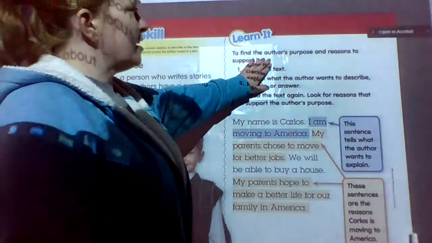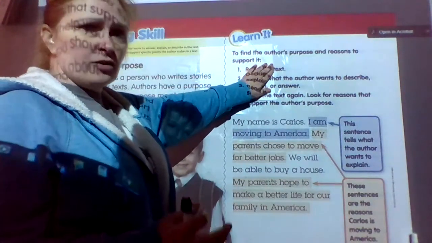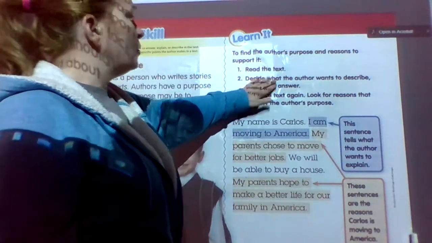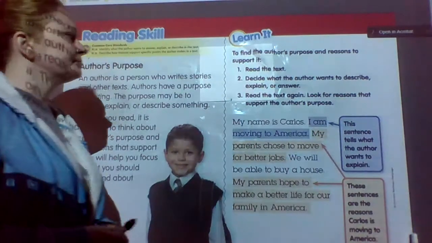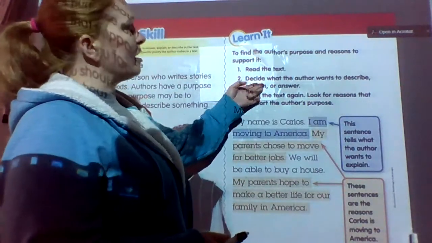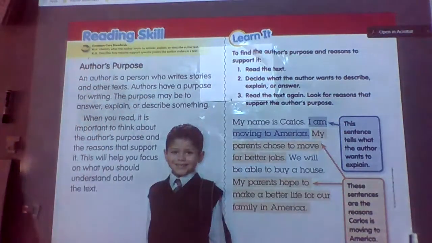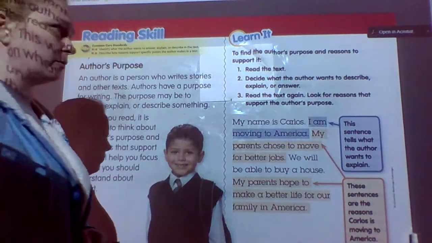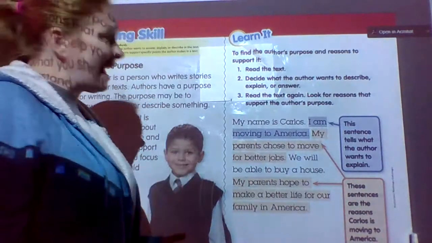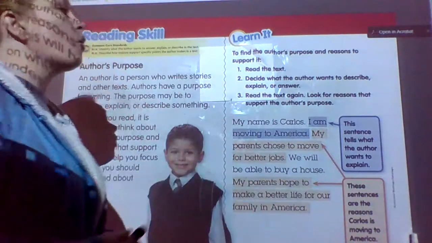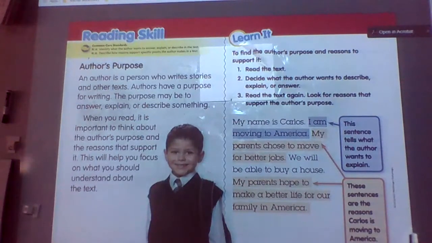So, to find the author's purpose and the reasons that support it, we first have to read a text. You have to read it. And then you have to decide what the author wants to describe, explain, or answer. What's the author trying to tell you? And then you might need to read the text again to figure out what supports that purpose.